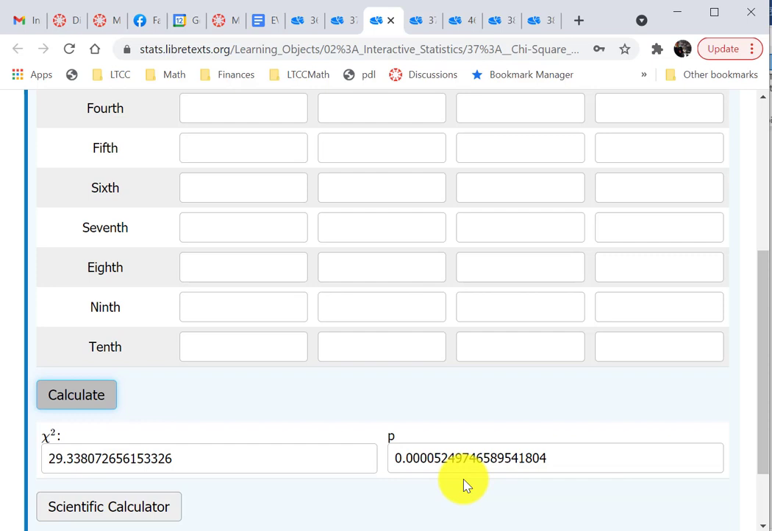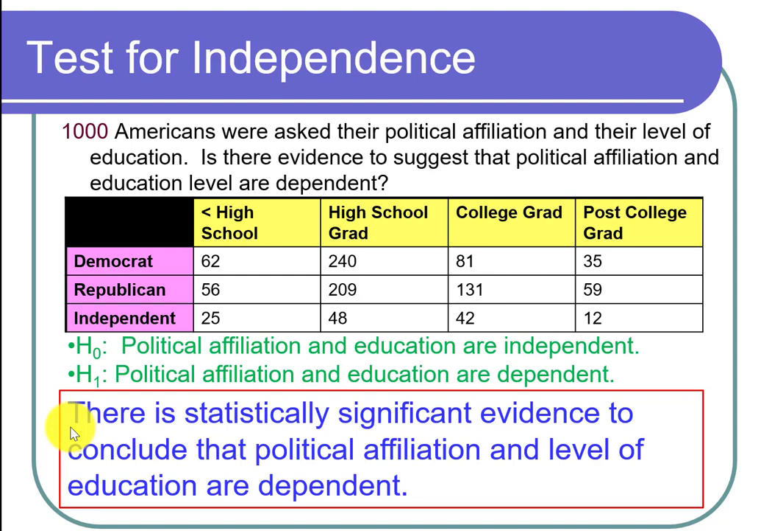So now let's write down our conclusion. The conclusion is there is statistically significant evidence, and you can say strong statistically significant evidence if you want to, to conclude that the political affiliation and level of education are dependent, because H1 is that they're dependent. So just like goodness of fit, you write there is statistically significant evidence to conclude that, and then you just retype your alternative hypothesis. And that's how test for independence works.